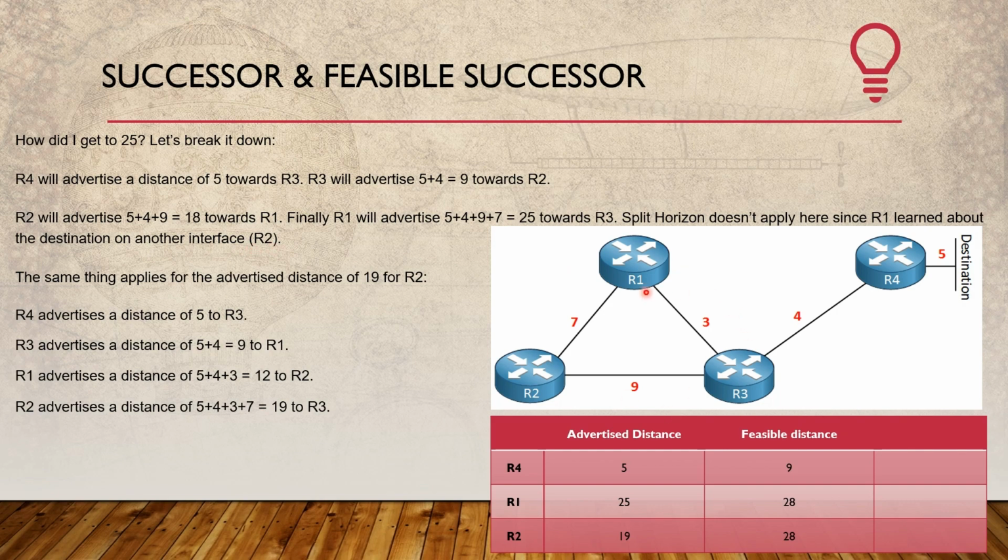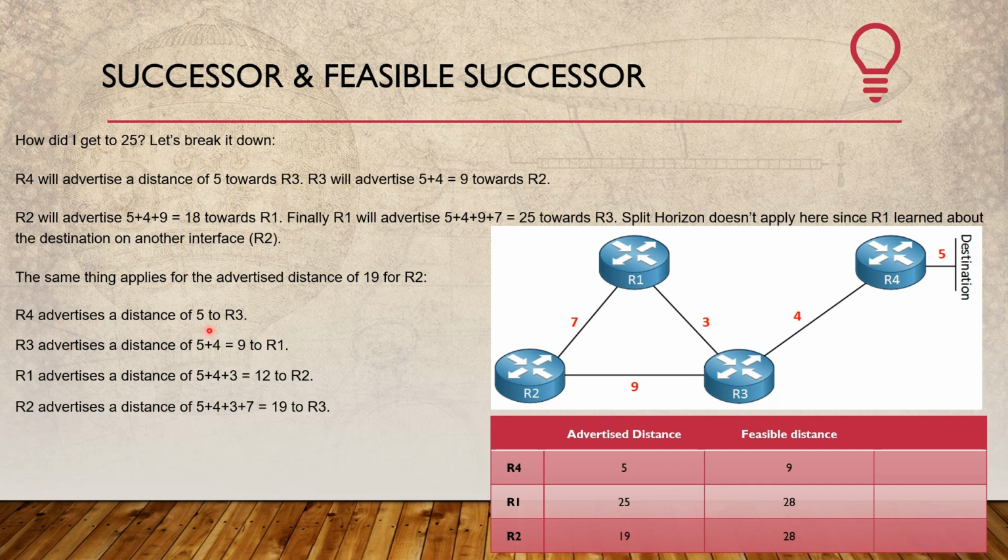The split horizon does not apply here since R1 learned about the destination on another interface, the one facing R2. Why is split horizon not applying here? It is not learned via this path; it is learned via this one. So R1 only knows the information from R2, so it is advertising it to R3. The same thing applies to the advertised distance of 19 for R2.